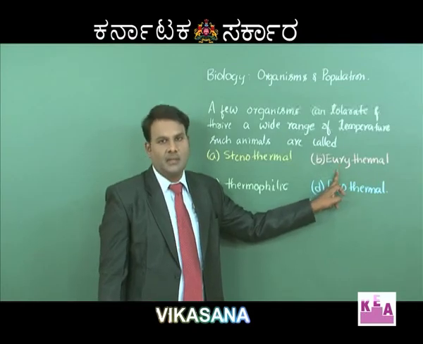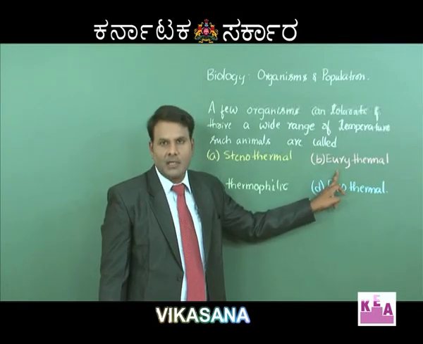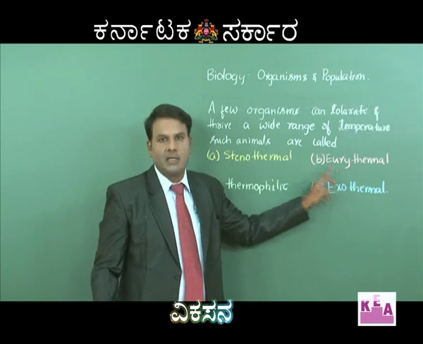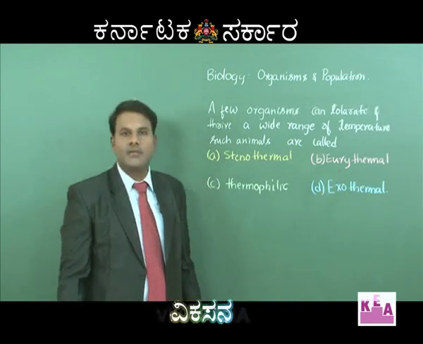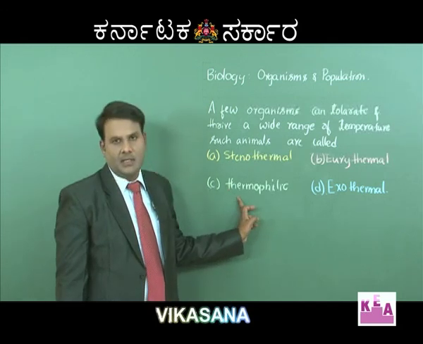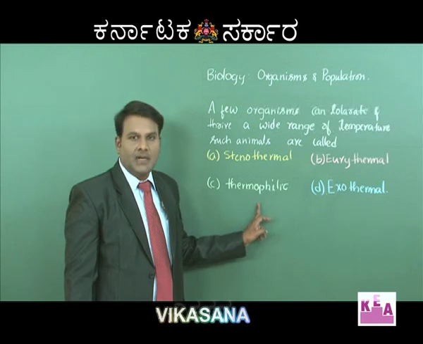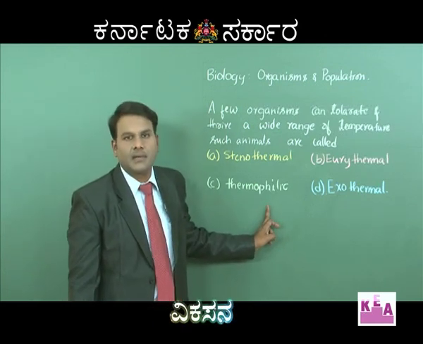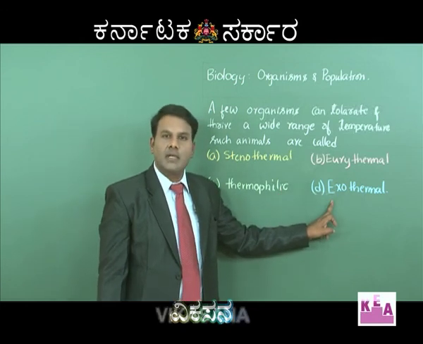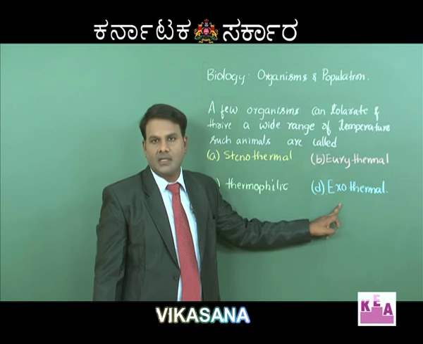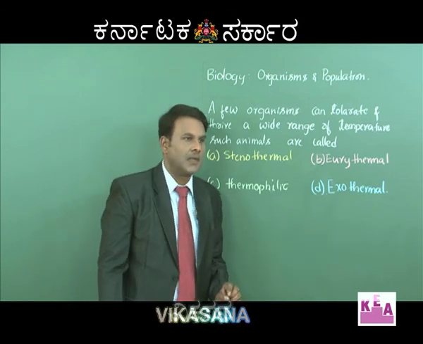These are the organisms which can tolerate a wide range of temperature, let us say 35 degrees to 45 degrees centigrade. Thermophilic means they can survive even higher temperature, maybe around 90 degrees centigrade. Exothermal means this is a reaction wherein organisms release heat to the surrounding.